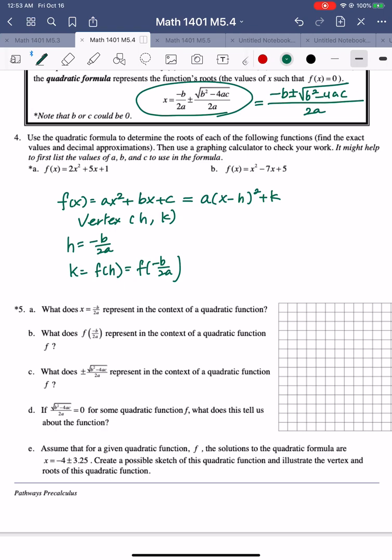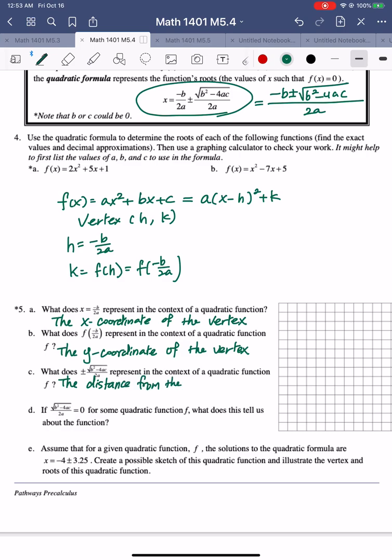So what does x equals negative b over 2a represent? It is the x coordinate of the vertex. And f of negative b over 2a is the y coordinate of the vertex. And what does the plus or minus square root of b squared minus 4ac over 2a represent? That is actually the distance from the line of symmetry to each root value, which are the x-intercepts.